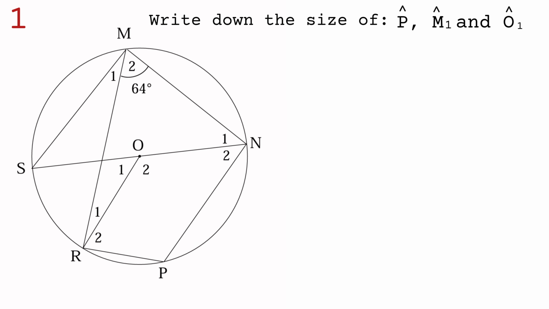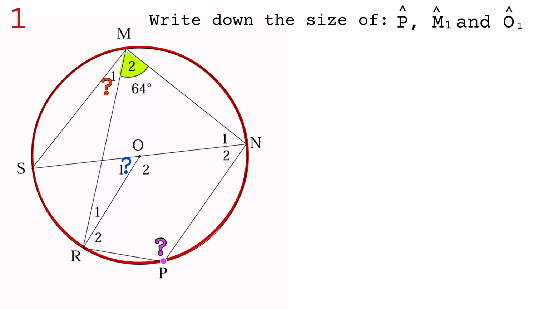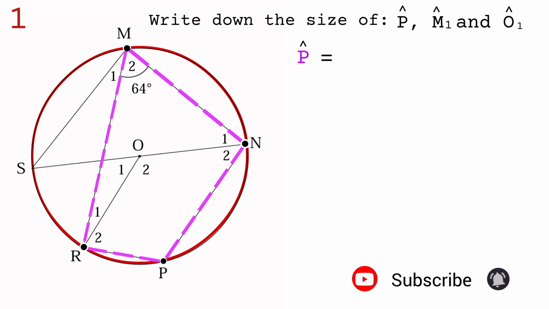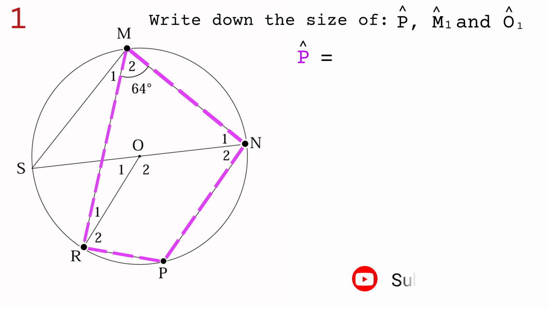In the first example, we are only given angle M2 and we are looking for angle P, which is this angle, M1, which is this angle, and angle O1, which is this angle. Point P lies on the circumference of the circle. When you look at this four-sided shape, it has all four corners lying on the circumference of the circle. So that makes it a cyclic quadrilateral.